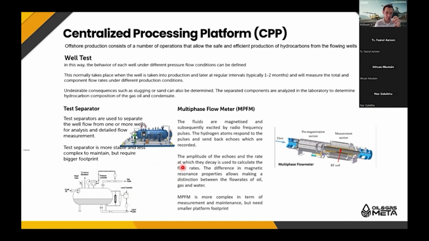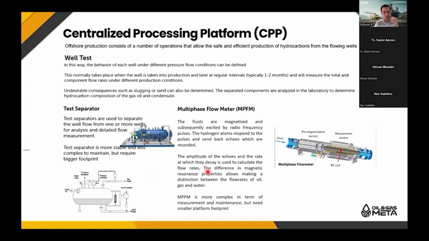We are using the test separator as our well test because it has many benefits. For example, one of them is that the reading it gives is quite stable, and it is not complicated. But the cost is that it requires a big footprint or big space in order for us to put it on a platform. So usually if the platform has the luxury of wide space, then we will go for the test separator for the well test.